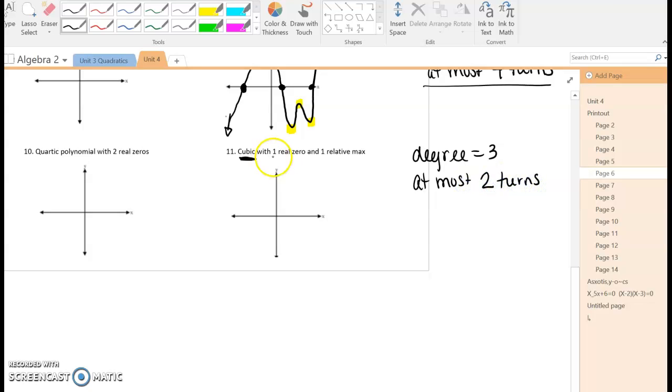I've got 1 real zero. So here we go, 1 real zero. And I want 1 relative max. So at some point my graph has to go like this, right? So I have to have a relative max. So let's make my graph go like that.